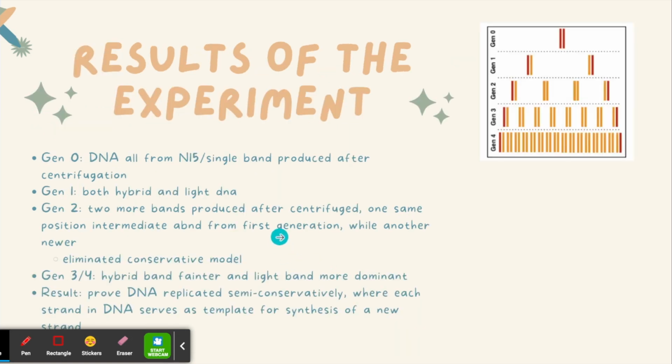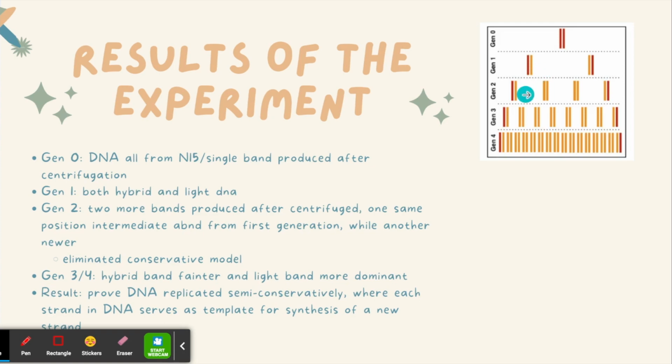So, what were the results of the experiment? In generation 0, E. coli was grown in an N15 medium, resulting in bacteria with DNA that was heavy. As we can see here, both these bands are darker as they're denser. Then the bacteria was transferred to a medium containing light nitrogen, and the replication was allowed to continue, seeing in generation 2 a hybrid of both light and dark DNA.